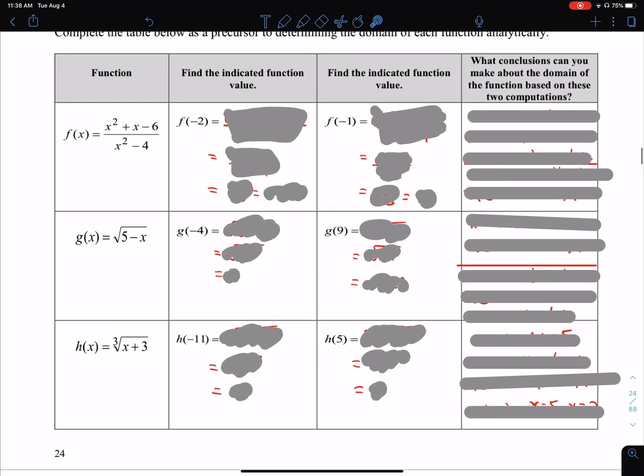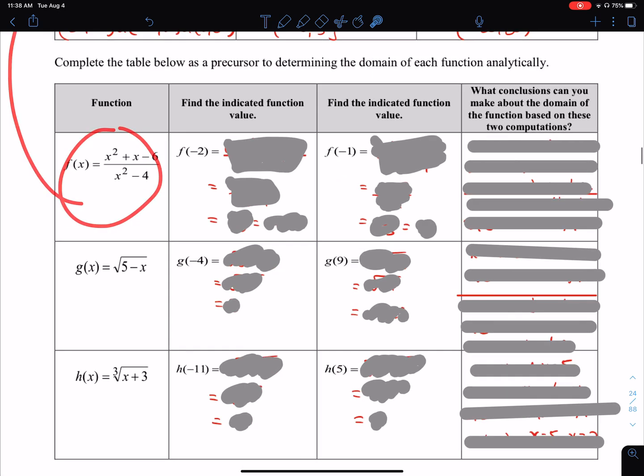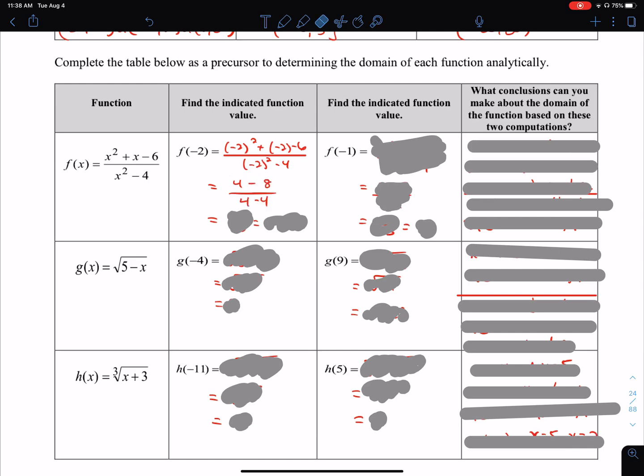All right, so let's check this out. We're going to take this function, which was the one that was graphed up here, and figure out what the y value is when x is negative 2. So if we plug in negative 2 for this x value here, here, and here, you substitute, use parentheses. Negative 2 squared is 4. Negative 2 minus 6 is negative 8. Negative 2 squared is 4. 4 minus 8 is negative 4. 4 minus 4 is 0. 4 divided by 0 is undefined.